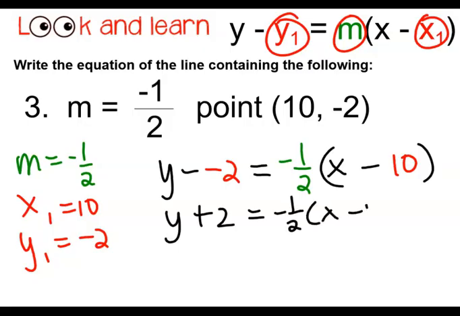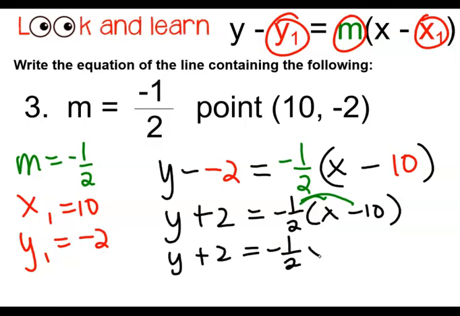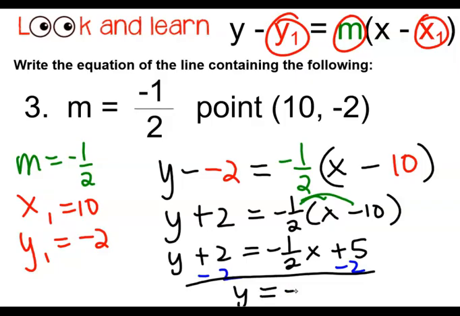Now I can distribute to remove the parentheses. -1/2 times x and -1/2 times -10. Watch your signs. -1/2 times -10 is going to be positive 5. Subtract 2, and get your final equation. Y equals -1/2x plus 3.